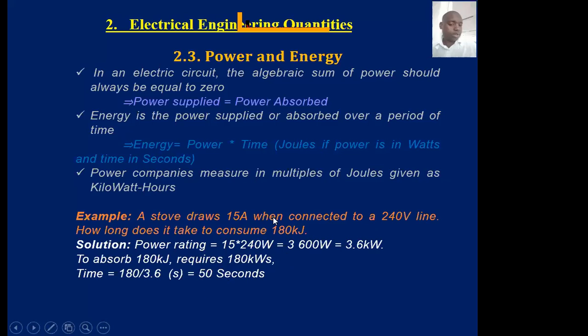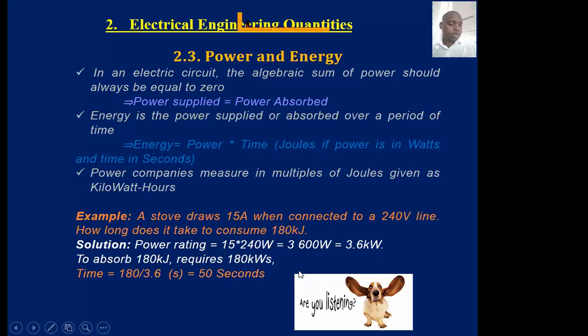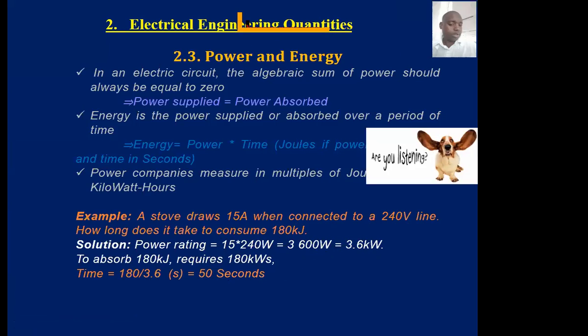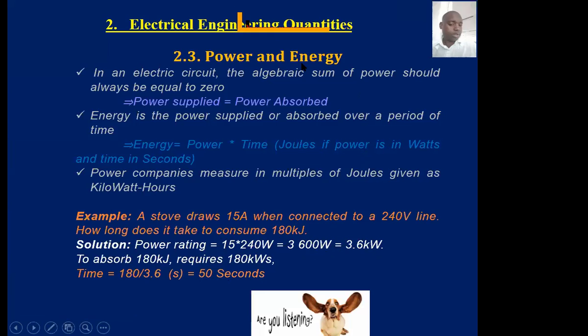Take note of the fact that we converted our power to kilowatts so that we can easily work with the kilojoules that we get there. Or we could have converted the kilojoules to simply joules. Then we would not have converted the watts to kilowatts. We just leave it as watts. And when we do our calculation, it will come out clear. Are you getting what I'm saying there?